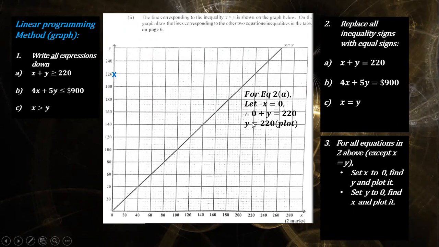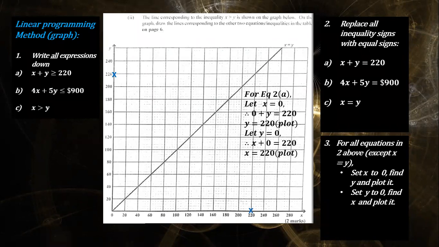So we're going to set y to 0 now. Let y equal 0. Then, therefore, x plus 0 is going to be 220. Hence, x will be 220, and we plot it. So we come down here and we see 220 on the x-axis, that should be here. And we just plot it. All right, pretty much straightforward.